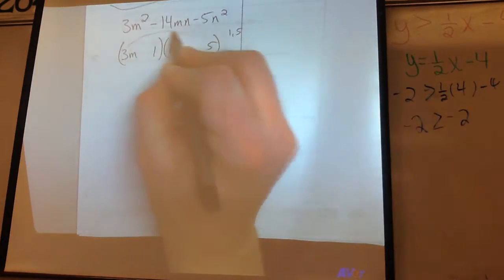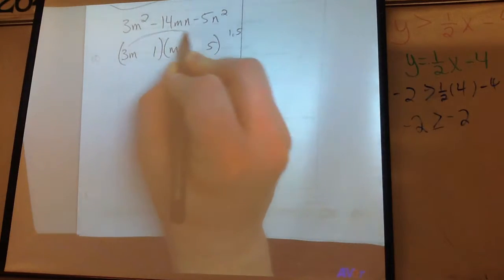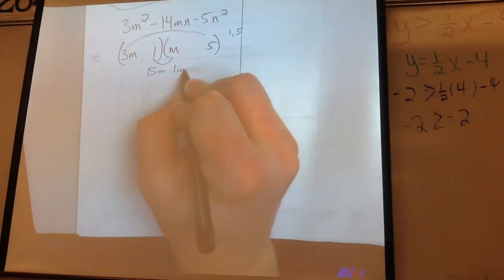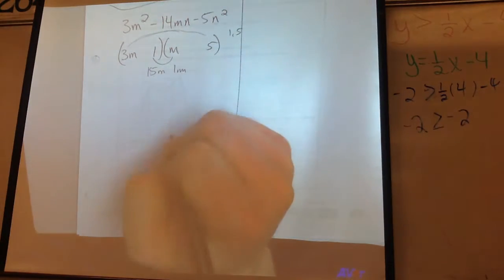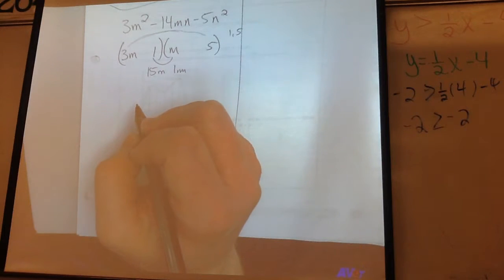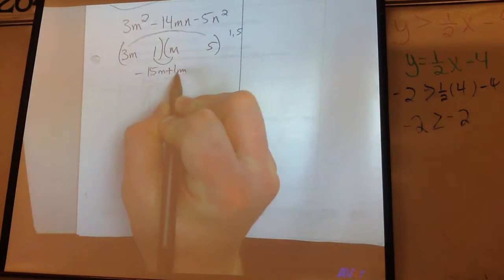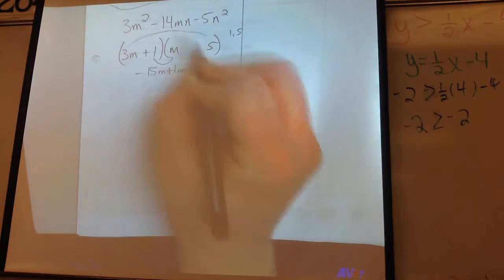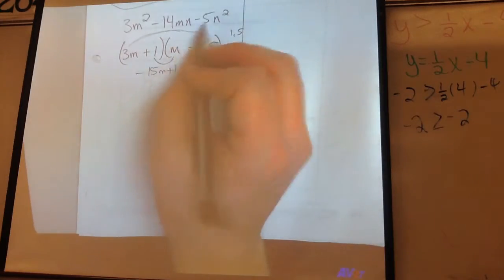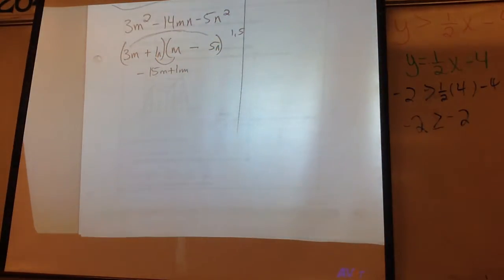Multiply it out. We'll put that n in there later. 3m times 5 would be 15m. 1 times m is 1m. Can I get negative 14 from that? Yes. 1 minus 15 is negative 14. So the 1 is positive and the 5 is negative. What did I forget? The n. I just need to put an n right there and back there. And now it's right.